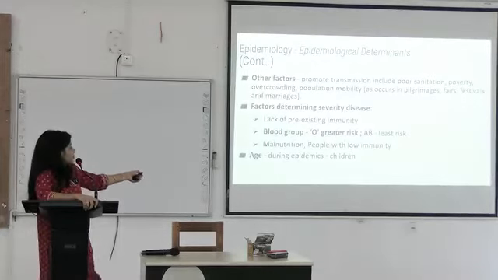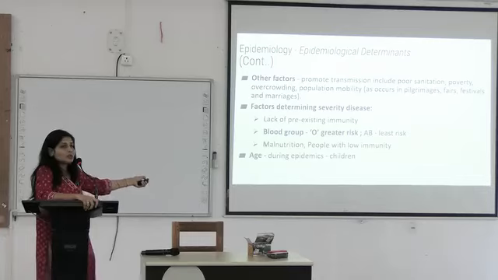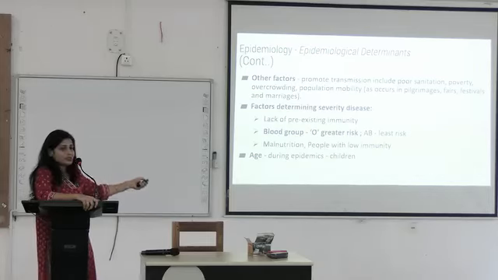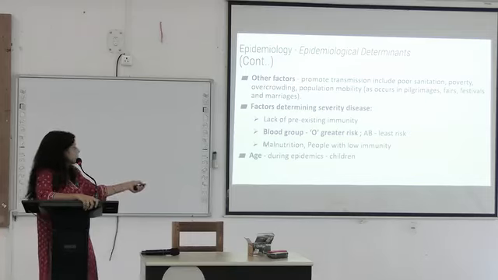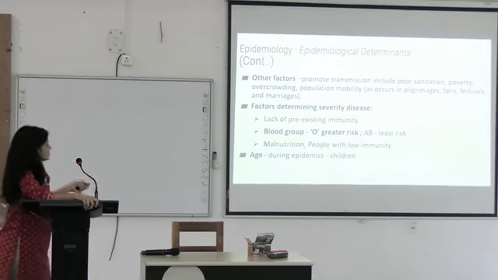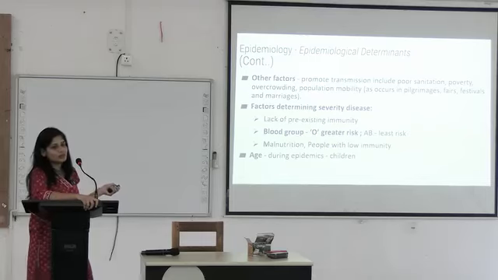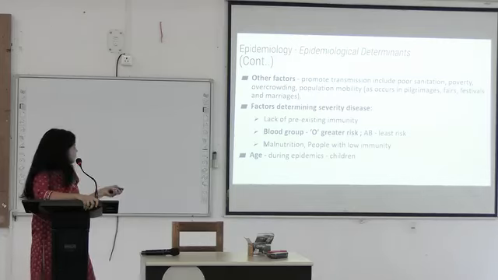Other factors that can cause cholera are poor sanitation, poverty, overcrowding, and population mobility, such as pilgrim fairs, festivals or even marriages. What are the certain factors that determine severity of the disease? People with blood group O are seen to have cholera more than other blood groups. Just remember O1 and blood group O.